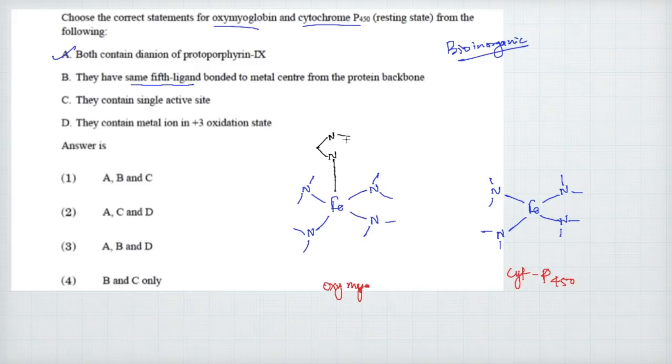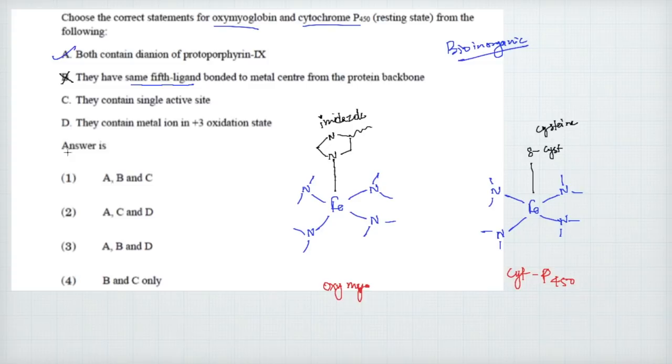Okay, you have an imidazole ring attached from the protein backbone. And for cytochrome P450, it is your cysteine. So here you have the nitrogen of your imidazole, this is the imidazole residue, and this is the cysteine residue. That means they do not have the same fifth ligand. So option B is wrong.